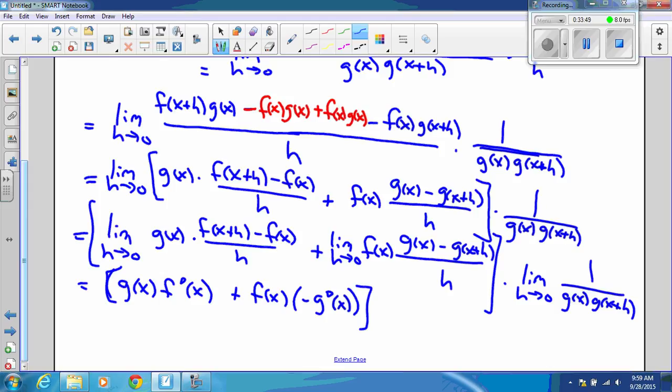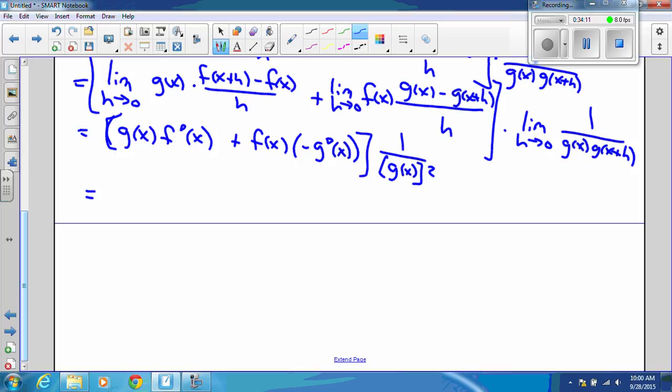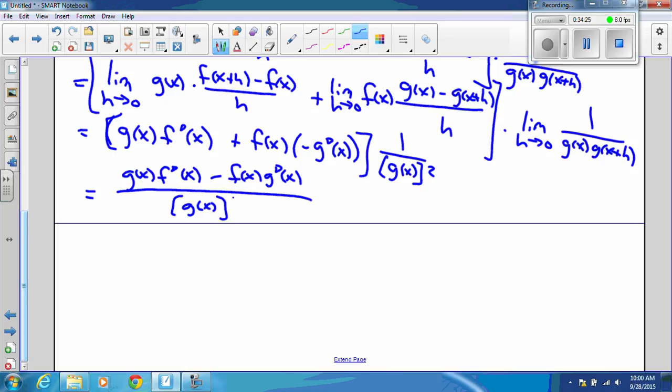Now, what about our second factor here? Our second factor is the limit as h goes to 0 of 1 over g of x plus h. So 1 over g of x again comes out, h goes to 0, and I get simply g of x. So that the whole thing goes to g of x squared, like so. Put it all together, what do you get? g times f prime minus f times g prime all over g squared.